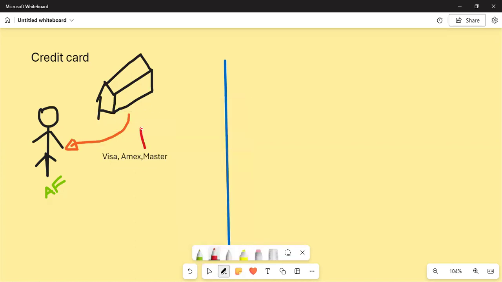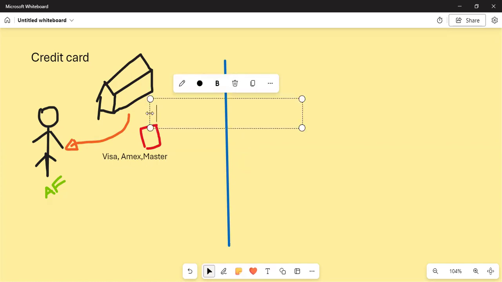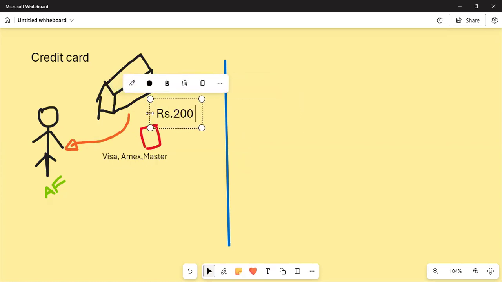Credit card means you don't have an account in Sampath Bank, but they are giving you a credit card. And let's say you have a limit of 200,000. That means you can use this credit card and you can spend up to 200,000. No problem. You don't have money also, but Sampath Bank is giving you a limit. For a month, you can spend 200,000 using this credit card.